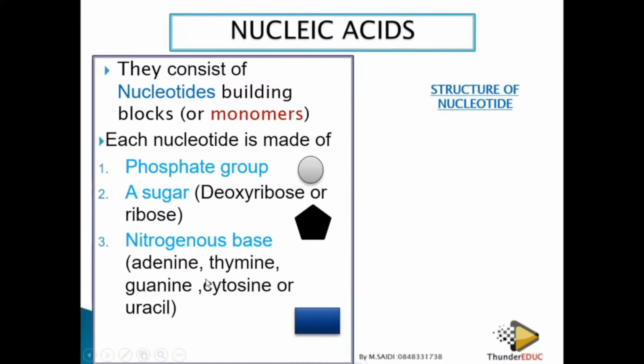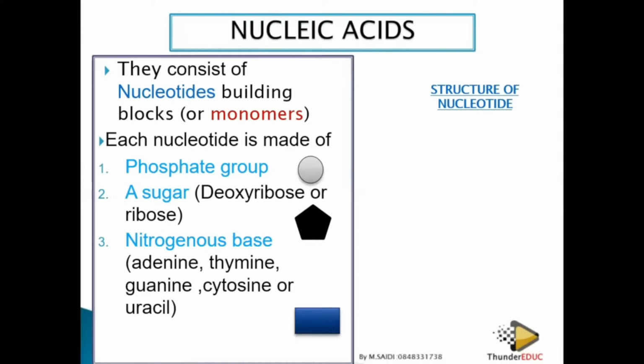So basically we see that the structure of a nucleic acid is made up of a phosphate group, a sugar, and a nitrogenous base. Which kind of sugar will depend on which type of nucleic acid it is, either DNA or RNA, and which kind of nitrogenous base it has. It will also depend on which type of nucleic acid it is. Is it DNA or is it RNA?